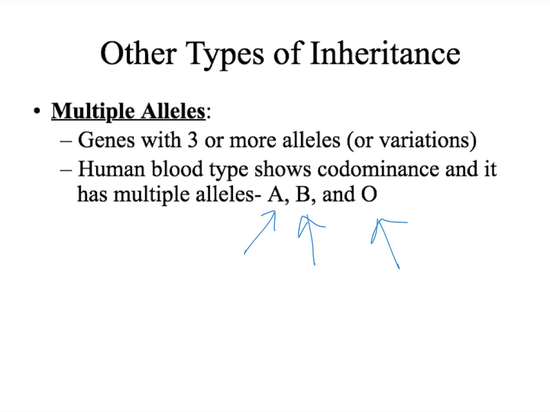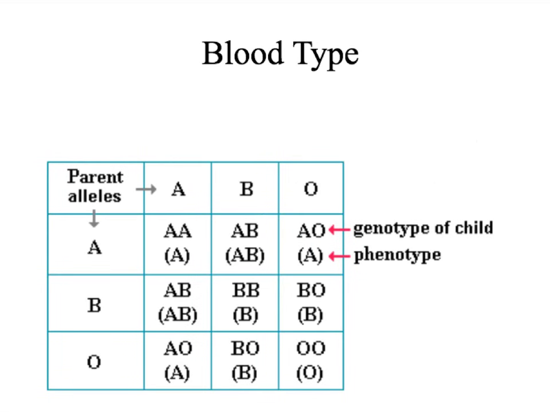And you're only going to get two of them, one from mom and one from dad. So you can't have all three. It doesn't work out that way. All right, so what we can do is take a look here. If, let's say, your mom is type A and your dad is type B, then you'll probably be type AB. That's how it works out. That's the allele that you get from your parents.